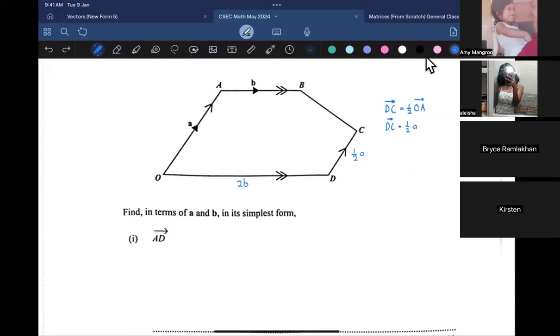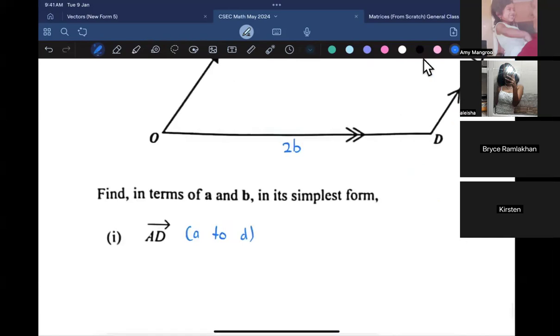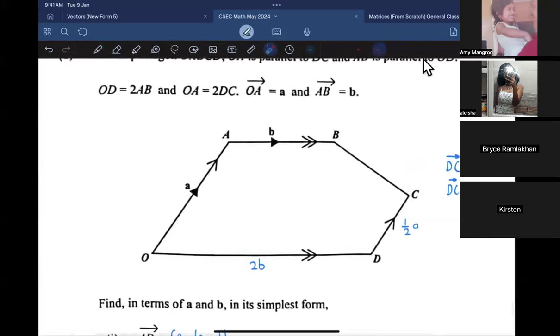Let me know if you understand that. So I want to go from A to D. Let me write that down. A to D would be equal to... I'm starting from A. I can't take this path because I don't know what B to C is. So this path is a no-no. I have to take the other path. So I'm going to go from A to O, and from O, I'm going to go to D.